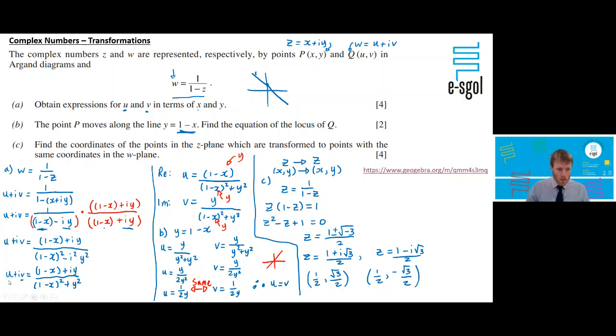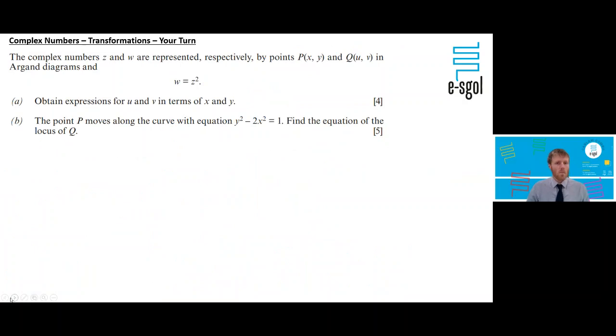Now on the next slide, here's a question that you can try yourself. And then on the next slide is the mark scheme for it.